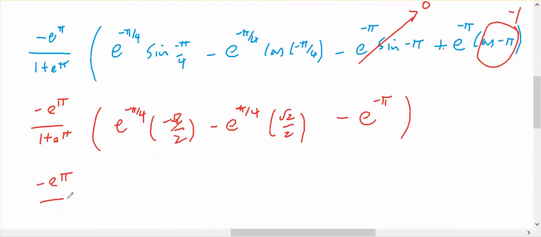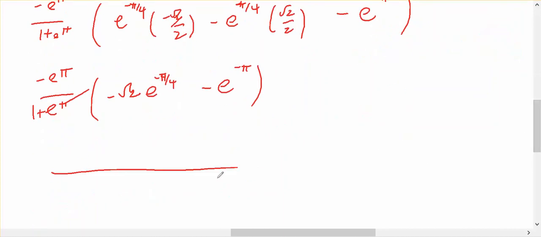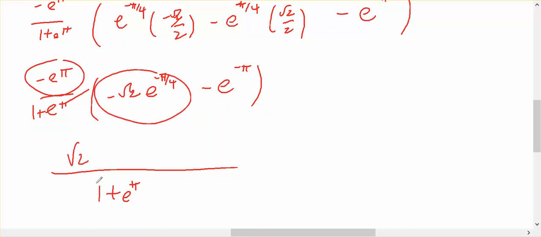Minus e to the pi over 1 plus e to the pi over e to the minus pi on 4. I've got negative root 2 on 2 plus negative root 2 on 2 is negative root 2 minus e to the minus pi. So this is all over 1 plus e to the pi. This times this gives me root 2.